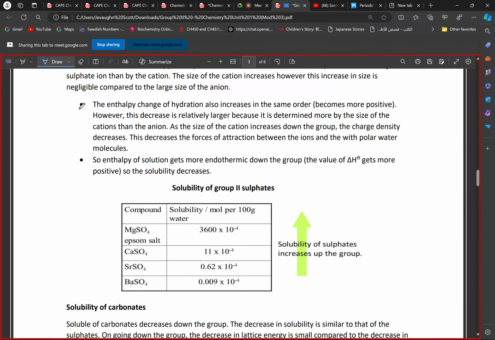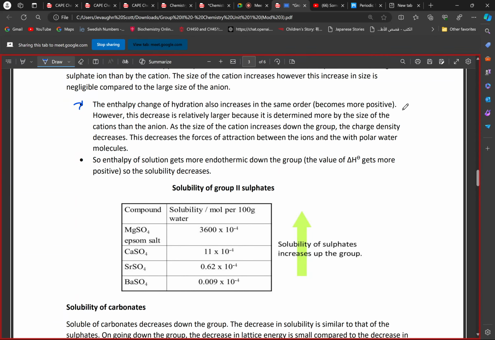So, bullet points now. The enthalpy change of hydration also increases in the same order. It becomes more positive. Because if we know this now, if we have a decrease in lattice energy, we are going to have an increase in hydration energy, or the enthalpy of hydration, right? It becomes more positive. However, this decrease is relatively larger because it is determined more by the size of the cation than the anion. So hydration is more likely determined by the size of the cation, and lattice energy is more likely determined by the size of the anion and not the cation, right?